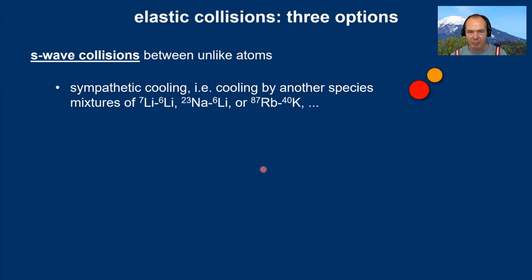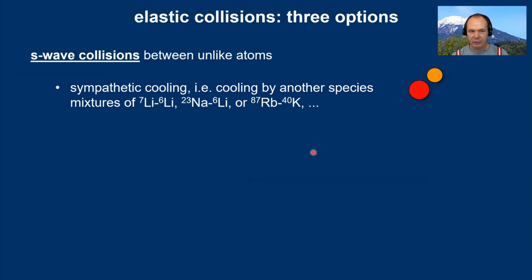But now comes a very important point. For evaporative cooling, you need elastic collisions. And there are three ways to get them. We want to have S-wave collisions between unlike atoms. You know, identical fermions don't scatter in S waves. They scatter in higher partial waves, P waves and higher.